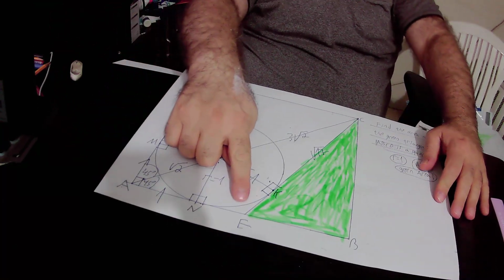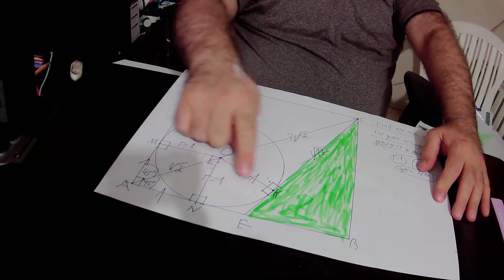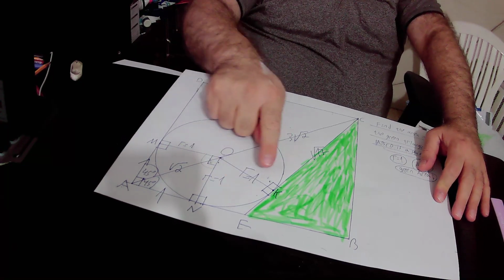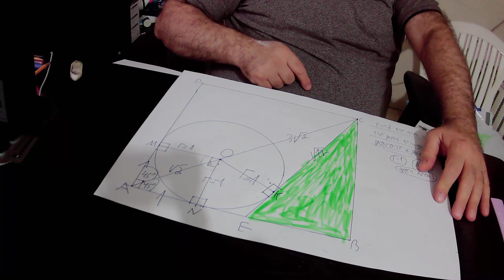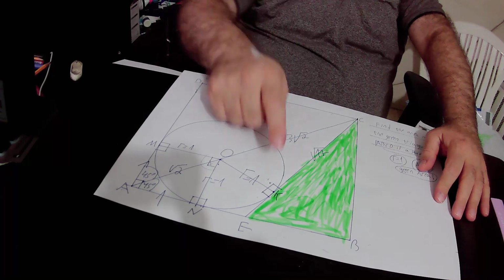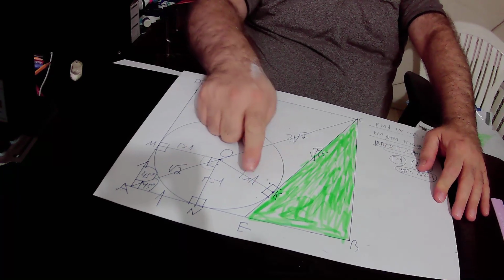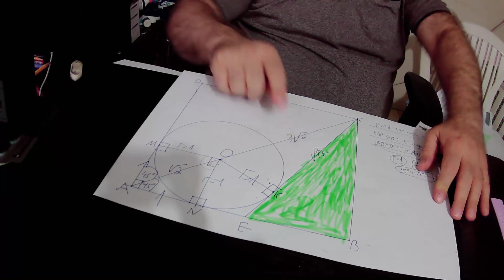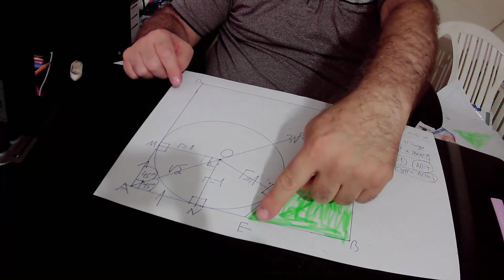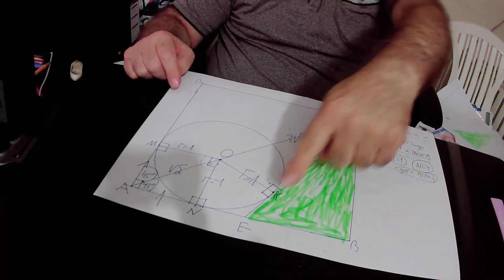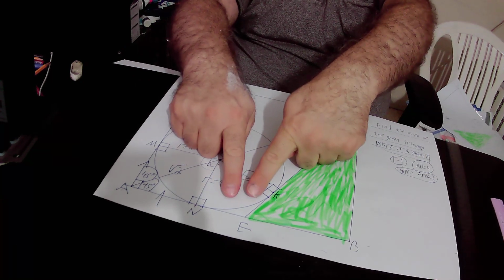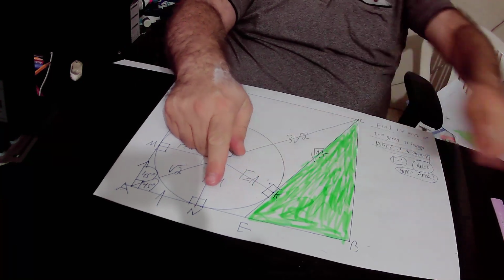Point E is an external point to this circle, and from point E we have two tangents to this circle. The first tangent is tangent EK, and the second tangent is tangent EN.